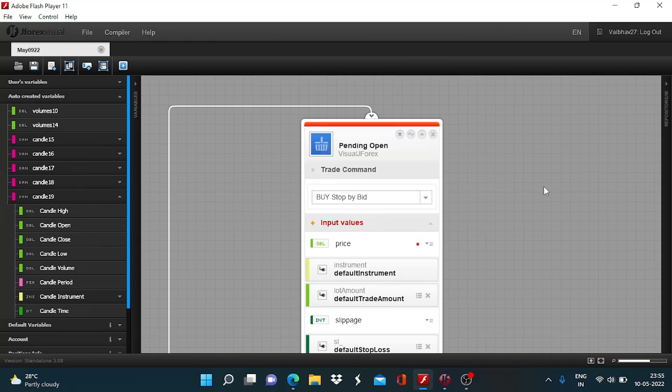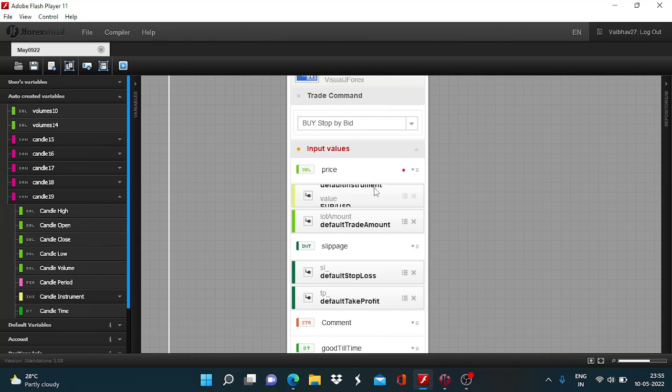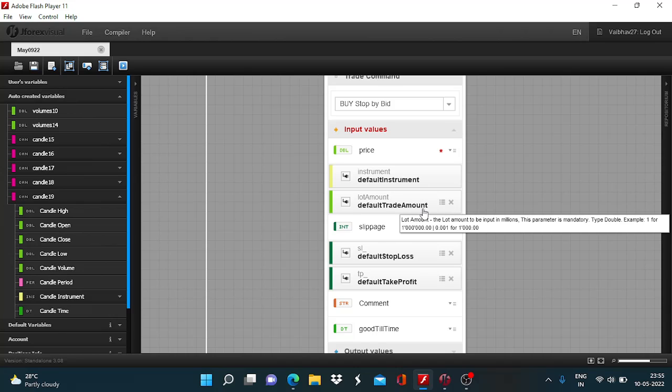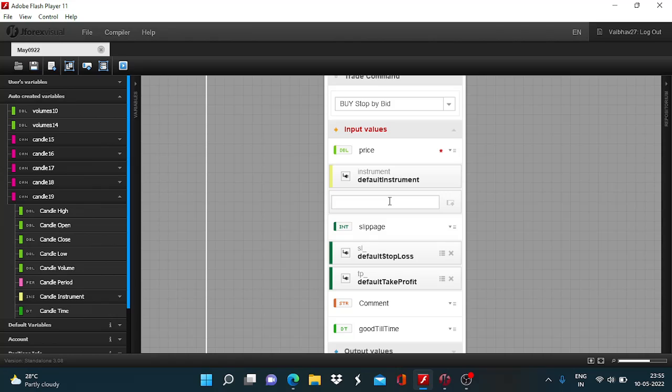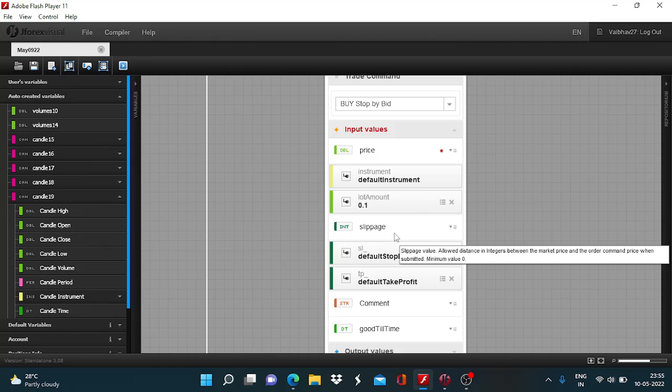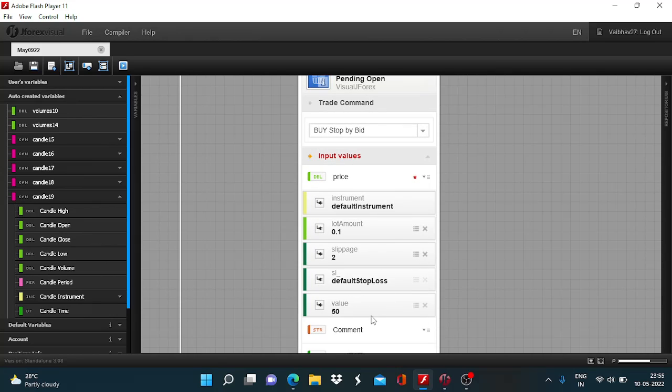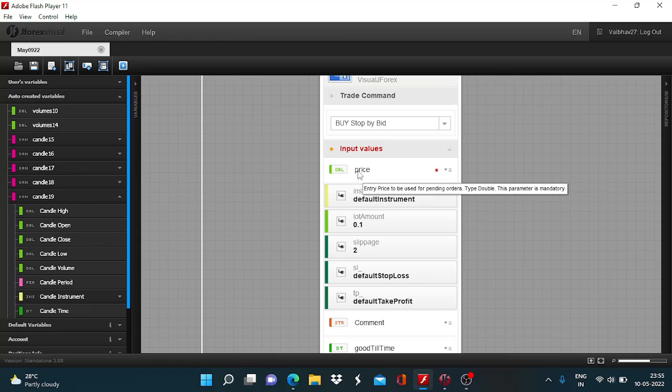Price, now we have to define these input parameters. The price, default instrument remains as it is. Trade amount I will change to 0.1 million. Slippage of 2 pips is good enough. Stop loss and take profit, we can make it dynamic or we can make it fixed. We will see to it when we are done with defining these input parameters.